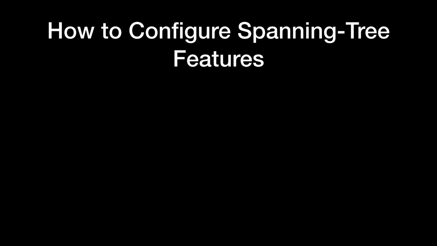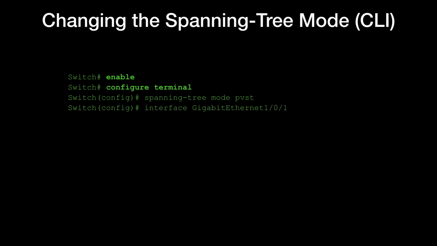How to configure Spanning Tree features using the command line. Enables privileged exec mode, enters global configuration mode, configures a Spanning Tree mode, specifies an interface to configure, and enters interface configuration mode. Valid interfaces include physical ports, VLANs, and port channels. The VLAN ID range is 1 to 4094. The port channel range is 1 to 48.